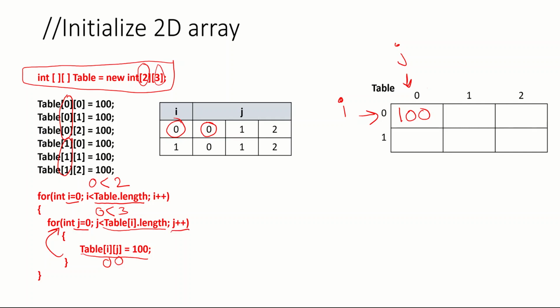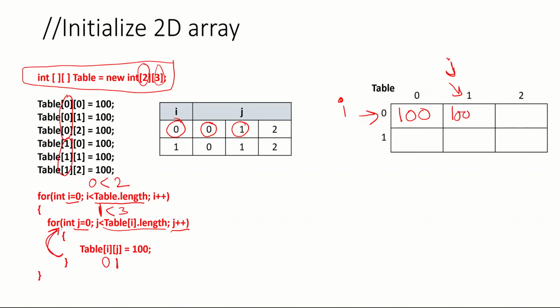J plus plus means we have to go to the second j, so now j is moving to the second location. Is the value still within table i dot length? This is true, 1 less than 3. This is fine. Once you have your statement which says i and j, i is still the same value, which is row 0, but j will be changing and it should have the value 1. So 0 and 1, and we will save the value as 100.